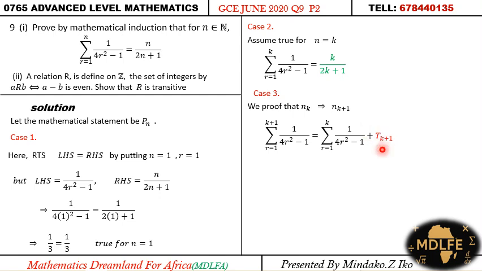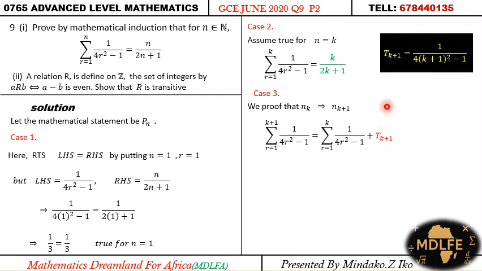I highlighted this in red because it is very important. This is where many students get confused when it comes to proofs of this nature. Many students get confused here because some of them don't even include this k plus 1 term, and some don't even know where to substitute it. So in this video I'm going to explain where we are to substitute this k plus 1 term.